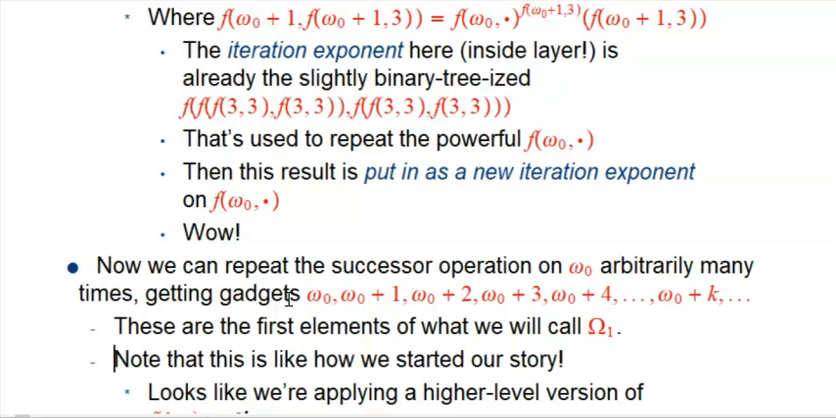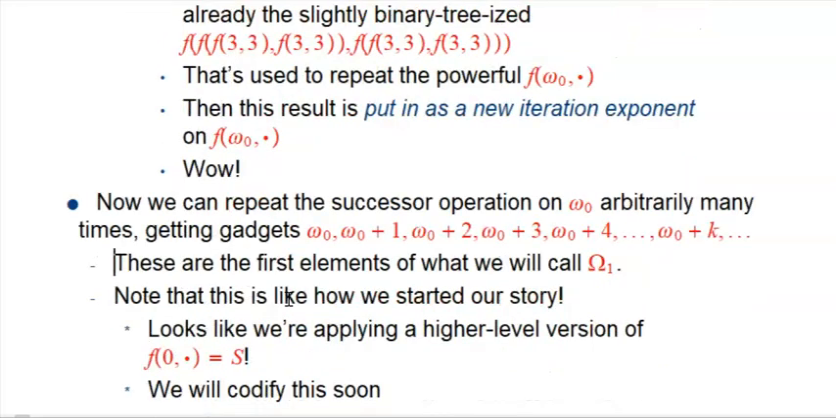This is kind of like how we started our story, and that's going to be a very important issue. There we started with the number 0, and we did an arbitrary number of successors. Now we're starting with some new seed of a new world, omega 1 level gadgets, and the first thing we do is, okay, just take a bunch of successors.